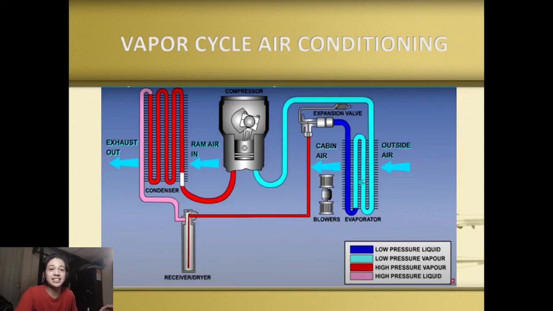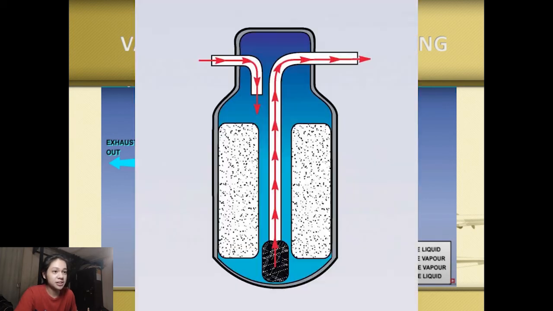So the purpose of this cycle is to remove the heat from the aircraft cabin. If we look inside, it is composed of 5 components. We have the receiver dryer, the expansion valve, the evaporator, the compressor, and the condenser. Let's talk first on the receiver dryer.